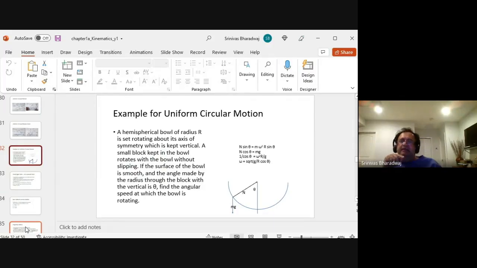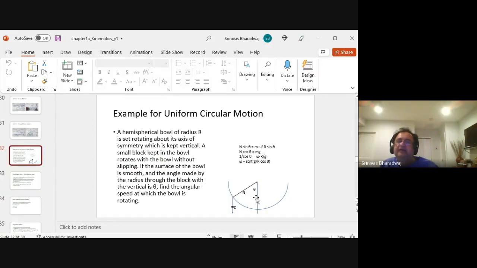N cos theta equals mg, because it's rotating only this way. And N sin theta equals m omega square r, or not r. What is the r? The r is a smaller radius. If r is this length, what is this length? This length is r sin theta. So m omega square r sin theta equals N sin theta.